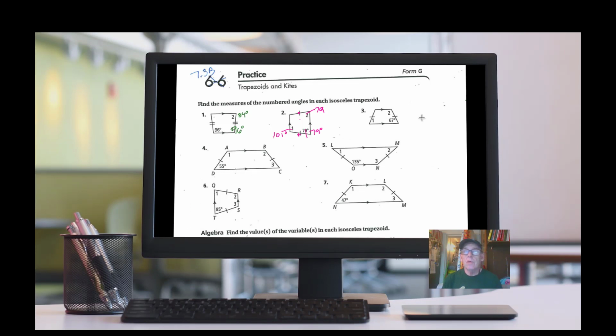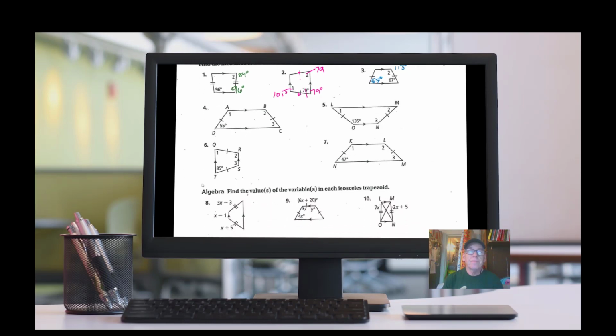So look at number 3. Here are the congruent sides. That makes number 1 the base angle, and together these are same side interior angles. They need to be supplementary. So 180 take away 67 is going to be 113. So angle 2 is 113 degrees. Angle 1 is 67 degrees.